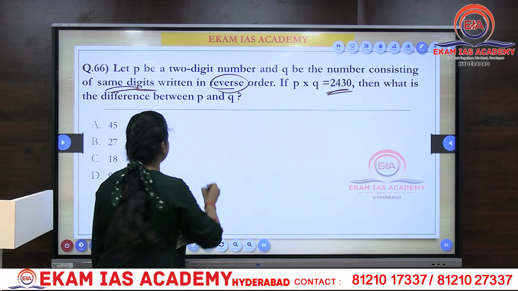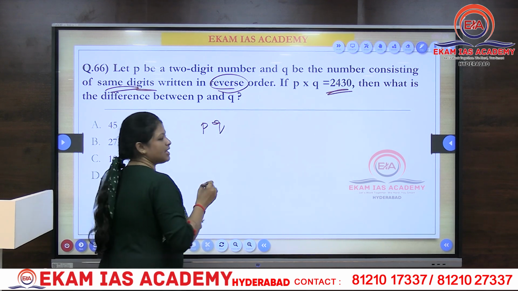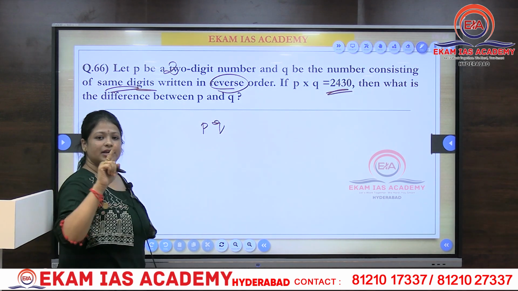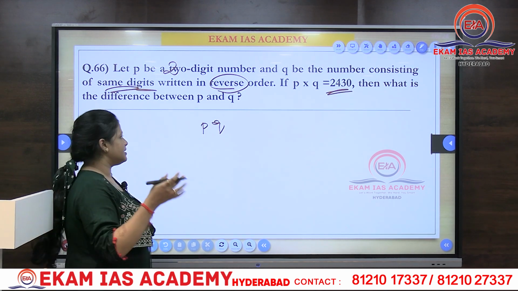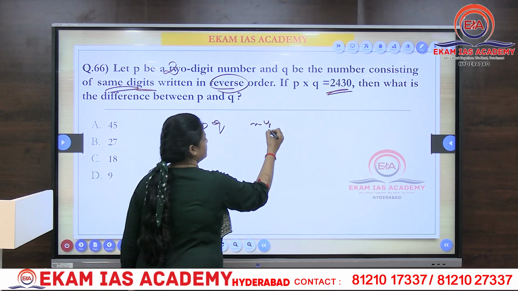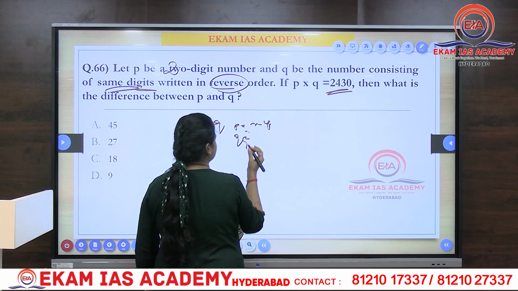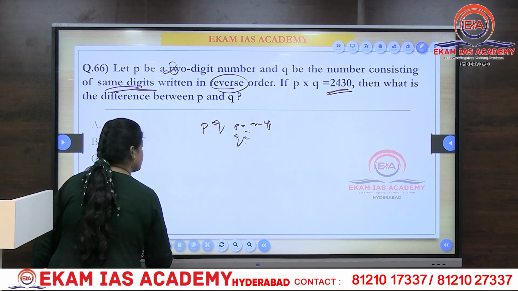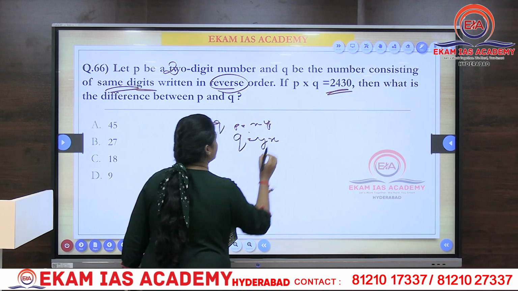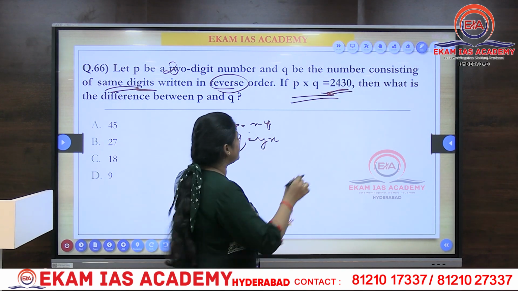Both P and Q are 2-digit numbers. I consider P has 2 digits X, Y. So P is equal to XY, and Q is equal to YX. The product of these two is 2430.